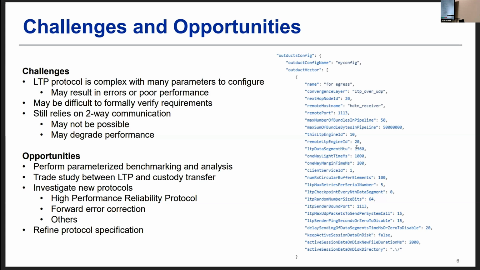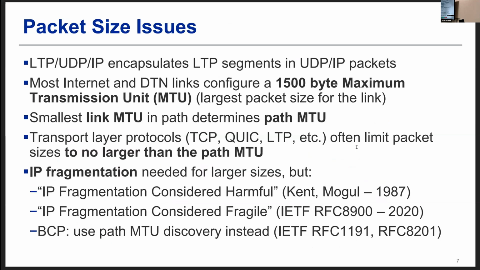So we're looking to try some parameterized benchmarking and analysis, and Fred has done some of that. We're also interested in looking at a trade study between LTP by itself versus bundle protocol with custody transfer, and also investigating new protocols like the HPRP, which is trying to address some of the complexity of LTP. And then another possibility would be forward error correction, which we're getting into in this talk, and further refining the protocol specification. And with that, I'll hand it over to Fred.